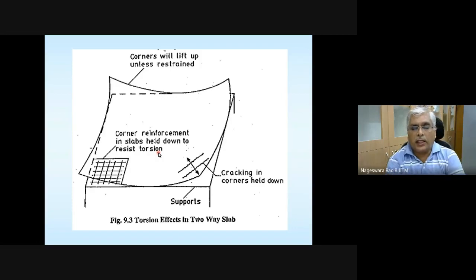So this figure gives you some basic idea about the behavior of a two-way slab, and also helps you understand the procedure given in Annexure D for calculating the reinforcement at various locations in the slab, as well as the corner reinforcement that the code recommends providing. So please take note of this figure.